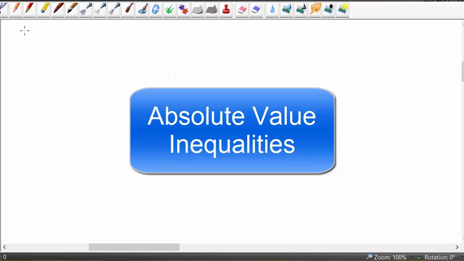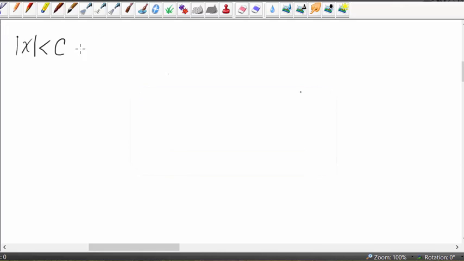So now let's look at inequalities involving absolute values. Just like with absolute value equations, the goal is going to be to isolate the absolute value on one side of the inequality. And there's a few different things that can happen. You're either going to get the absolute value less than or the absolute value greater than some constant c.